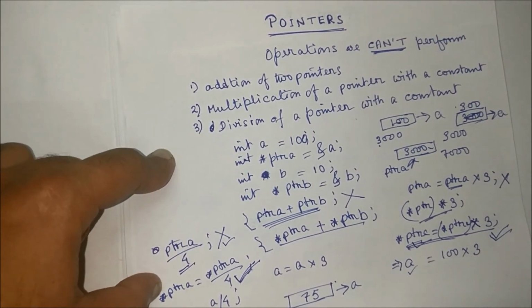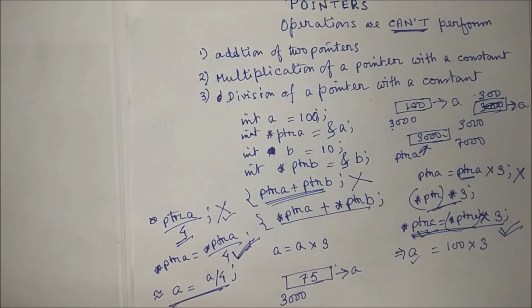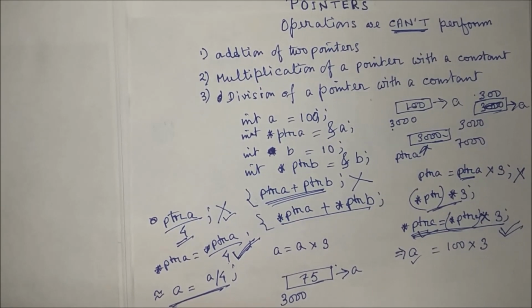But when you remove the star, you are dealing with the memory address, and there you cannot perform additions between two pointers, multiplication of the pointer with a number, or division of the pointer by a constant number. So these operations are not allowed.